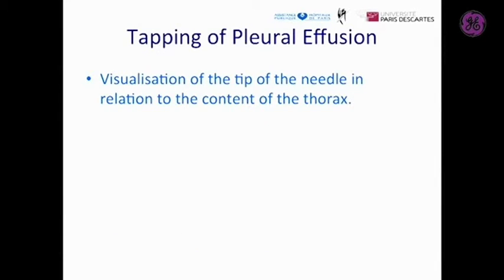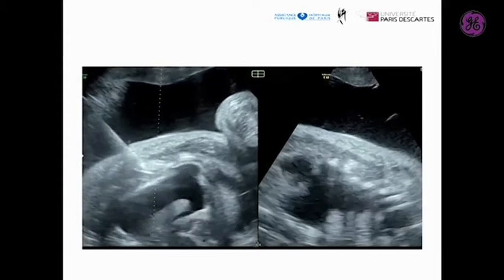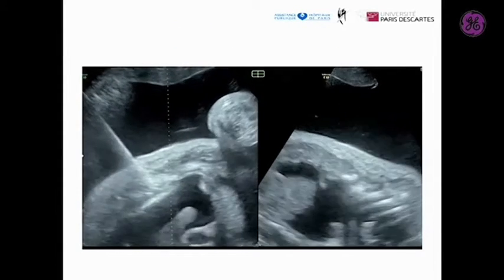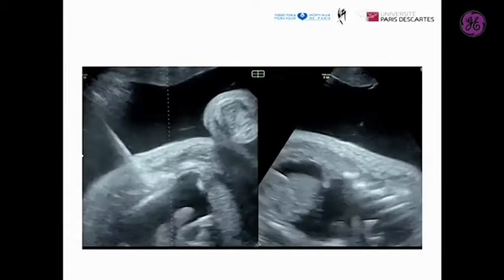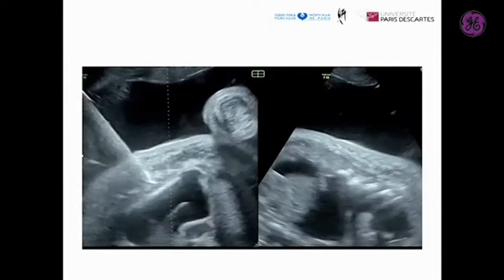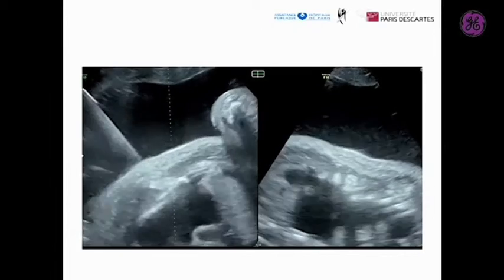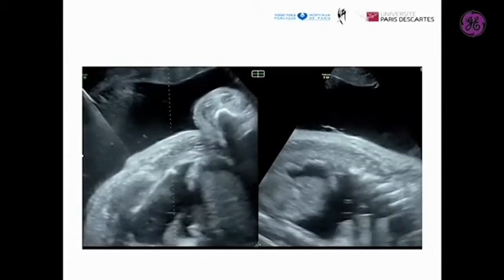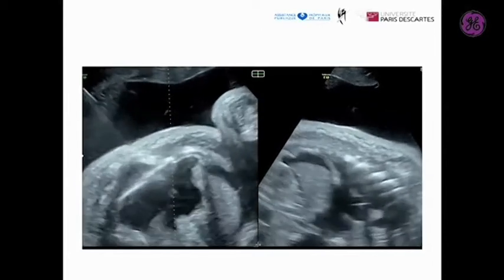More complex and therapeutic procedures, such as tapping a pleural effusion, require you to see where the tip of the needle is in relation to the content of the thorax, because there is no way you can damage the heart or even the lung. So this is a very hydropic fetus with polyhydramnios, and therefore the image is quite fuzzy, and you don't always manage to keep perpendicular to your target, and also the rib cage is an obstacle.